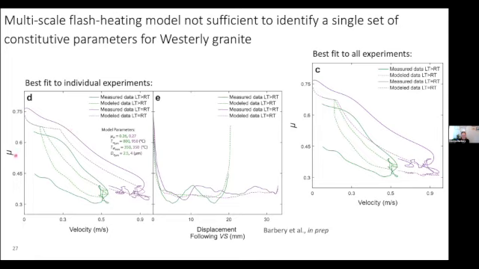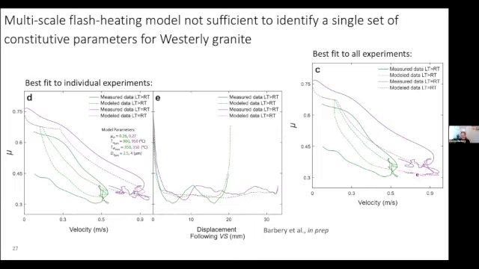So here on the left, this is friction versus velocity, and again, displacement for two of our experiments. And these are showing the best fit to those individual experiments. So when we look at the non-unique best fits, it does a pretty good job. But if we try to fit one parameter set to all of our experiments, that's what we have here on the right.